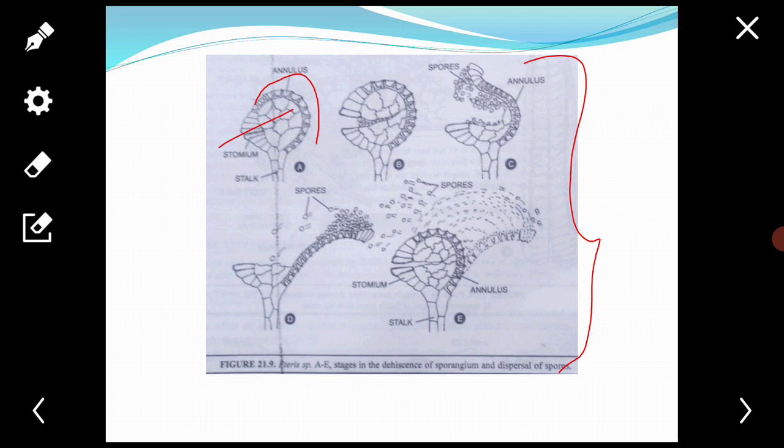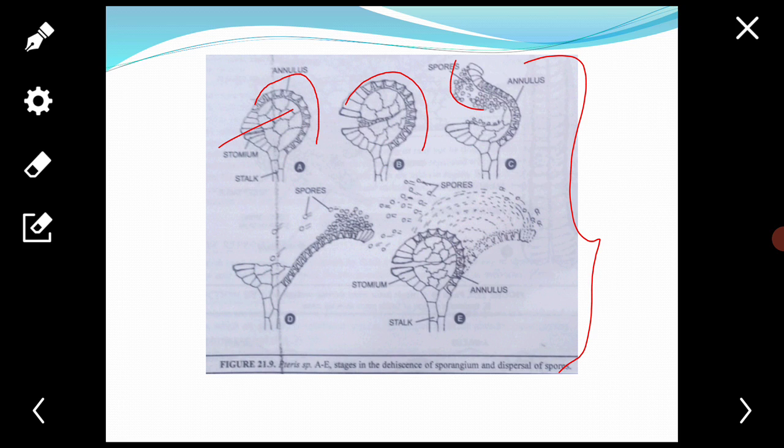The annulus bends backwards, rupturing the body of the sporangium and carrying its upper half containing spores. The spores are dispersed in air as the cells continue to dry.